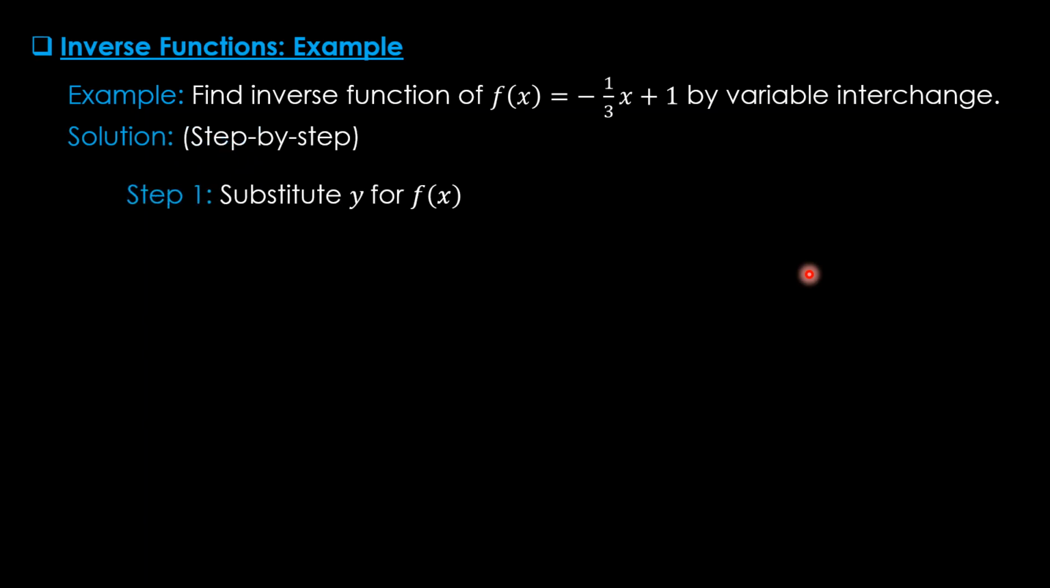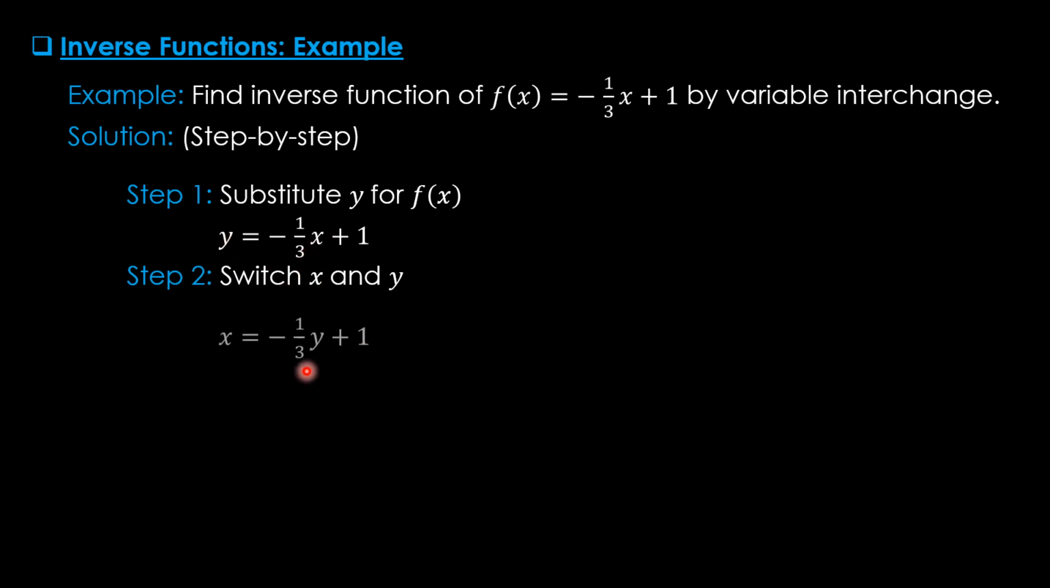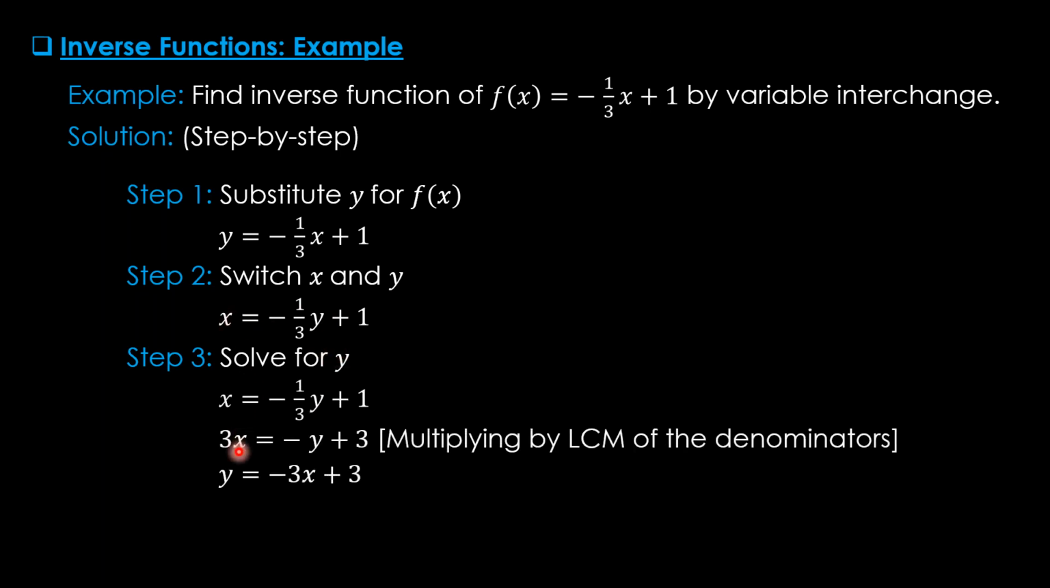Solution. The first step is to substitute y for f(x). So instead of f(x) we are writing y equal to negative 1 over 3x plus 1, the same function, just substituting f(x) by y. Second step, switch x and y in this relation. So x equal to negative 1 over 3y plus 1. Step 3, solve for y from this step. So we are just solving this for y, and we find this. Then the last step is the inverse function f inverse x equal to negative 3x plus 1. So this is the inverse function of this function.